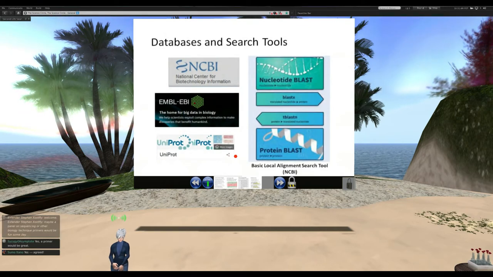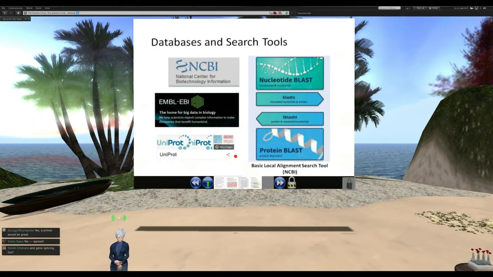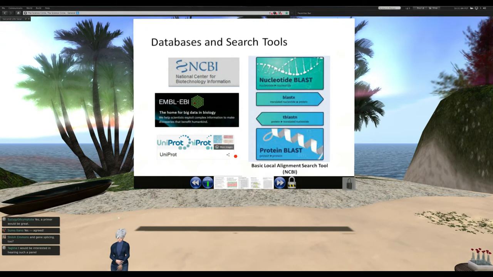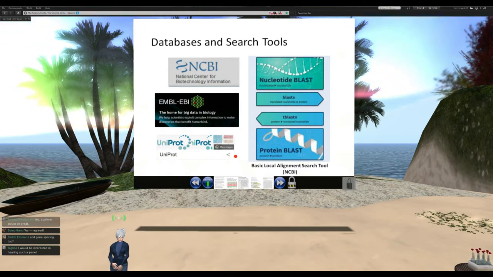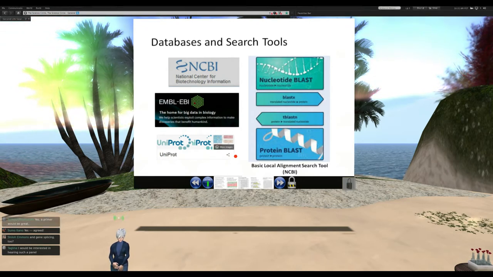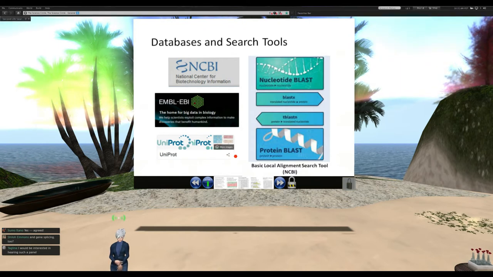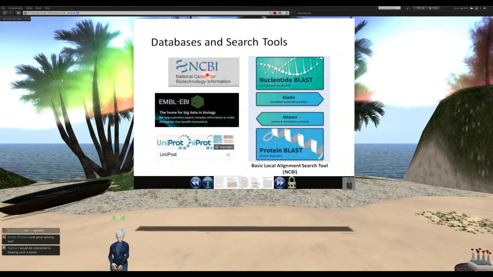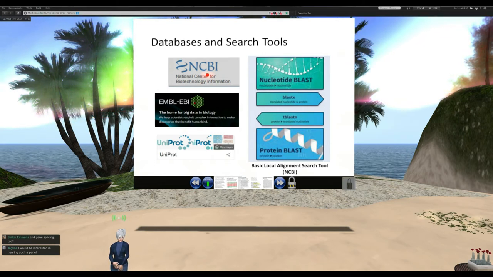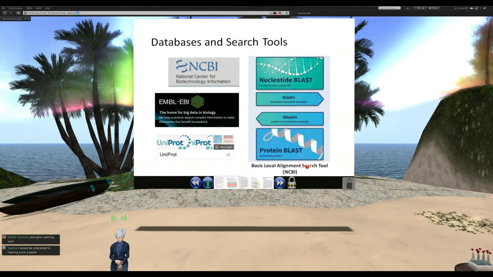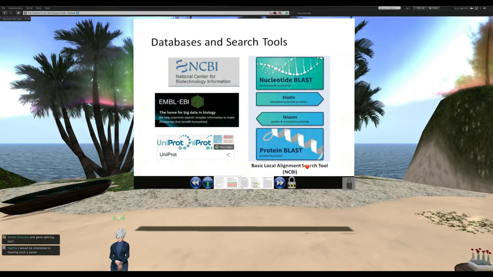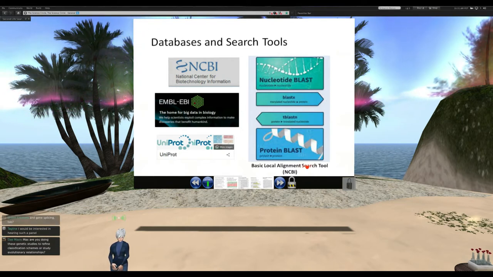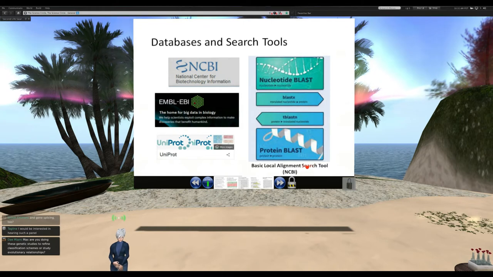So these are some of the databases that I used in looking for that amelogenin gene. And they're all public access, so any of you can look at these too. And the NCBI, the National Center for Biotechnology Information, has a search tool called BLAST, for Basic Local Alignment Search Tool. And that's what I used to find this gene.